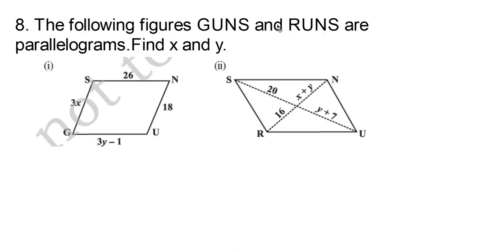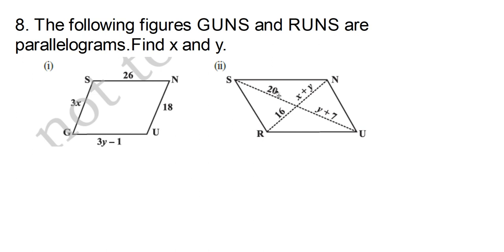The following figures GUNS and RUNS are parallelograms. Find x and y. Here you can use properties of a parallelogram. In the first question, in GUNS, opposite sides are equal. That means 3y minus 1 is equal to 26. So you transpose 1 to the other side and get the value of y. Similarly here 3x is equal to 18. You can write the reason: opposite sides are equal.